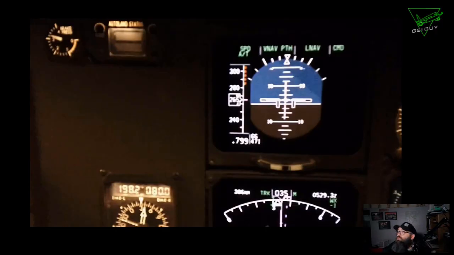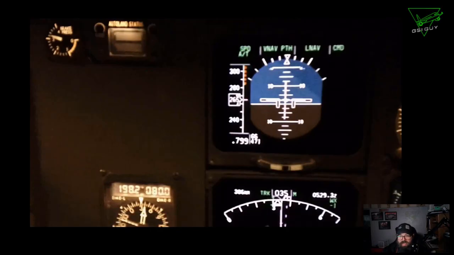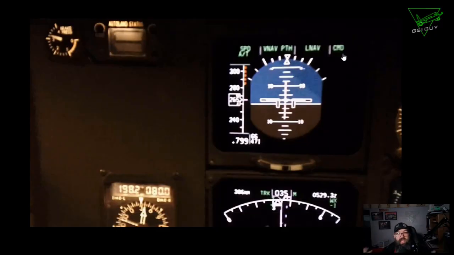So my auto throttle mode right here is in the speed mode, meaning I am maintaining a specific speed. In this case, it looks like about 0.8 Mach. And then VNav path, that's my vertical portion of it. LNav is my lateral portion of it. Command telling me that I have an autopilot that is engaged.